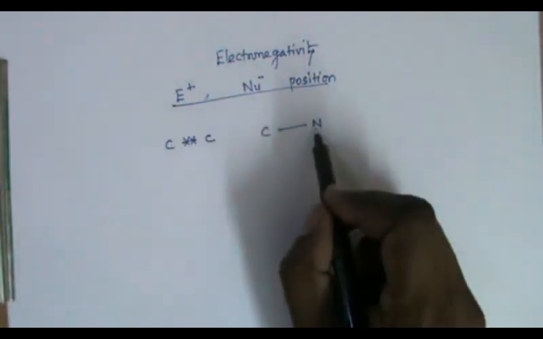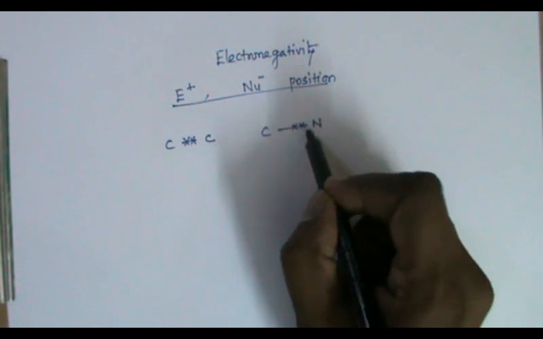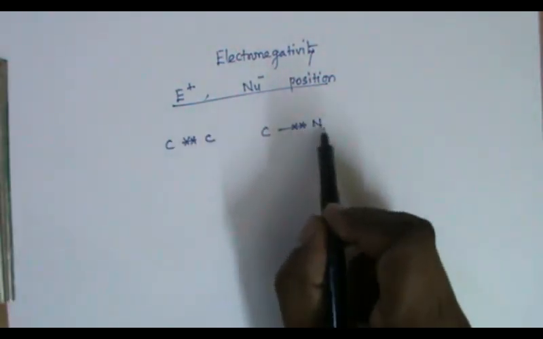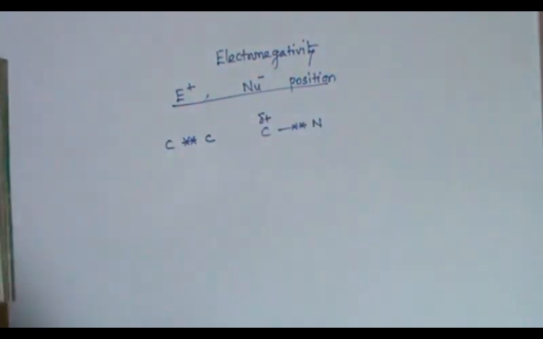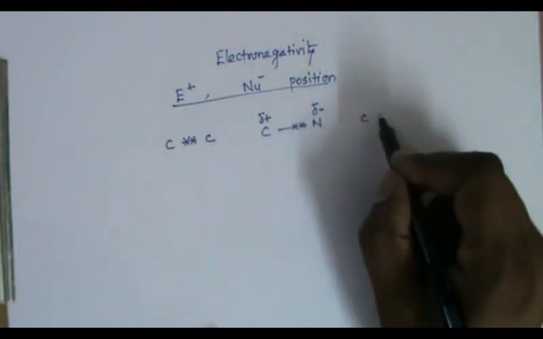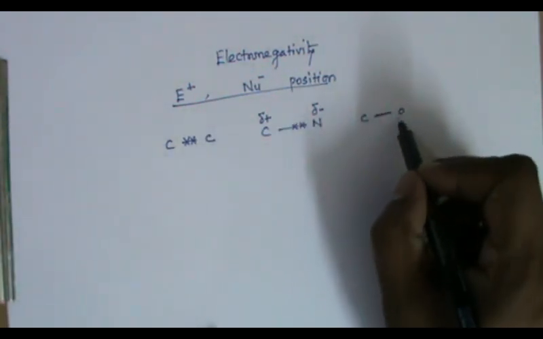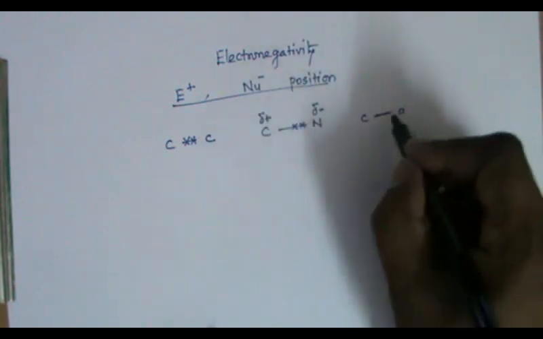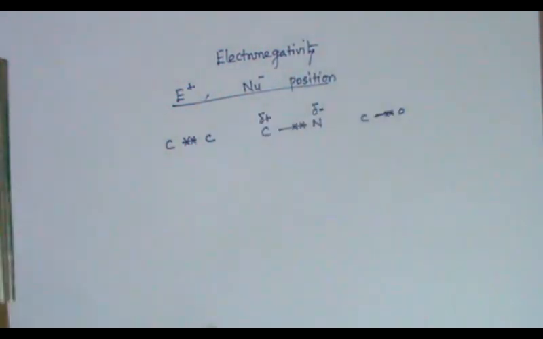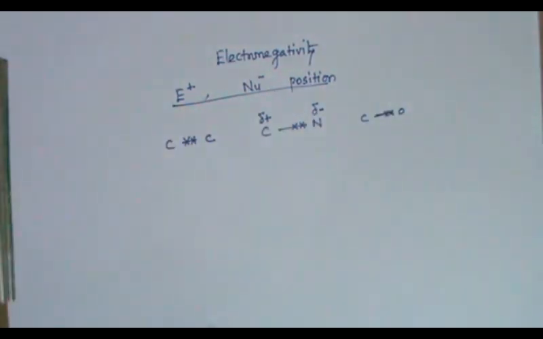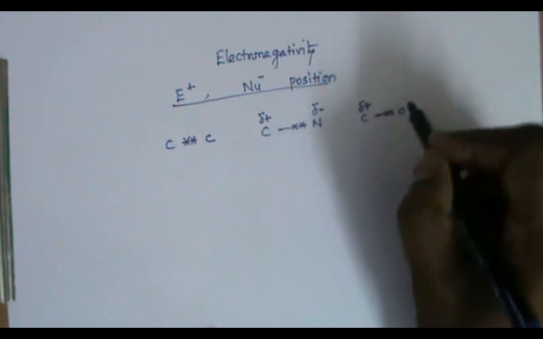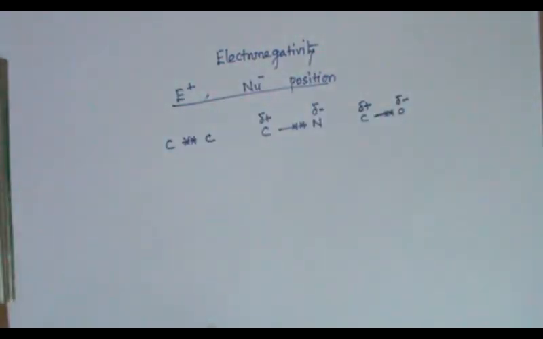But when I go for carbon and nitrogen, since nitrogen is more electronegative, the bond pair moves towards nitrogen. Because of that, we get del plus on carbon, del minus on nitrogen. Further, when you go for C-O, oxygen is more electronegative than nitrogen, so the bond pair is moving close to oxygen. So we get del plus on carbon, del minus on oxygen.